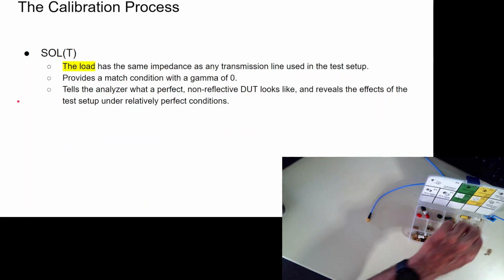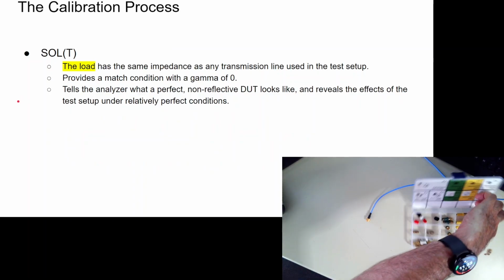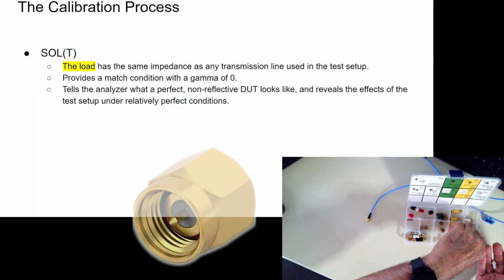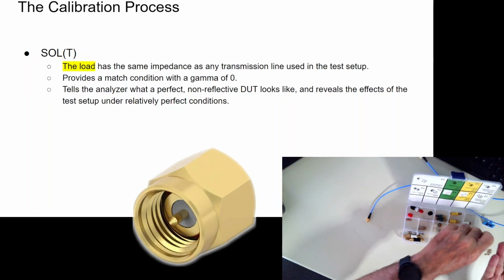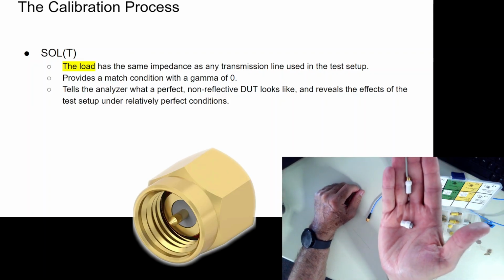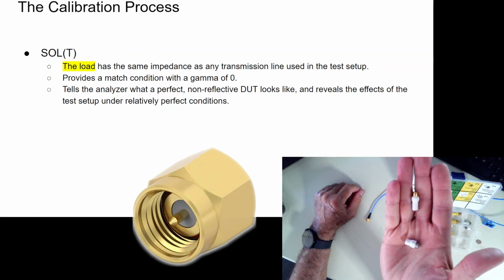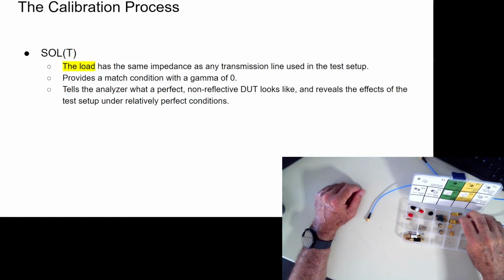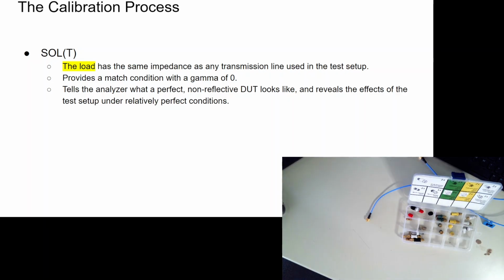The load looks kind of like the short, with the exception that instead of 0 ohms, we have 50 ohms. These, you've been noticing, are all color-coded. That's how you can tell the difference between them in the kit, because mechanically they look pretty much the same.